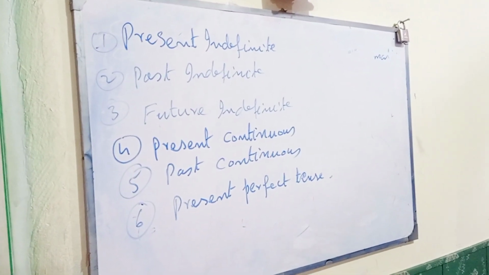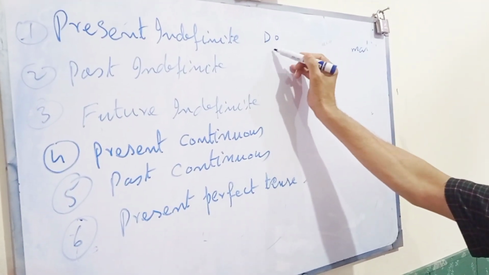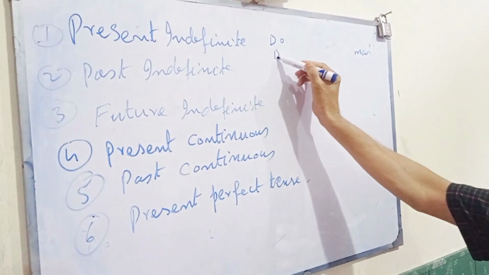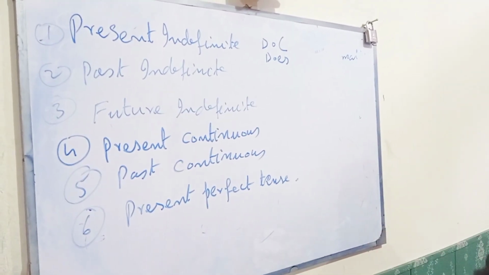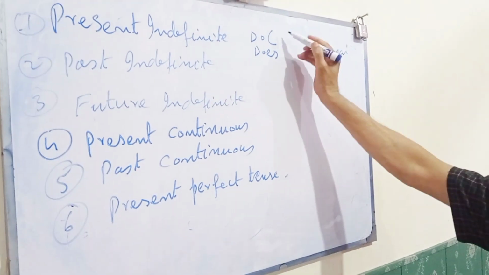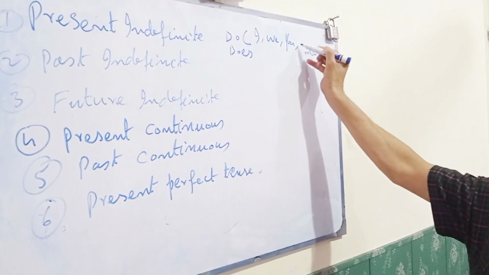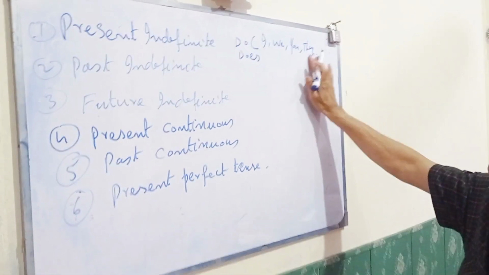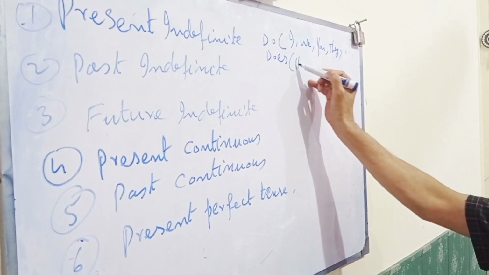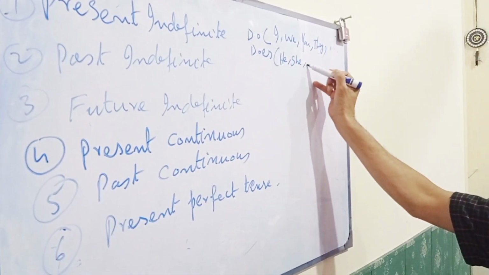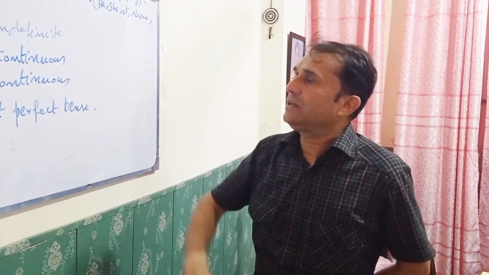In present indefinite tense, there are two helping verbs, do and does. Do stands for plural subjects. What are the plural subjects? I, we, you and they. These are the plural subjects. And does stands for singular subjects: he, she, it, or name of any person.